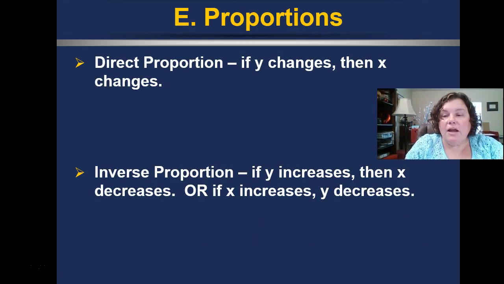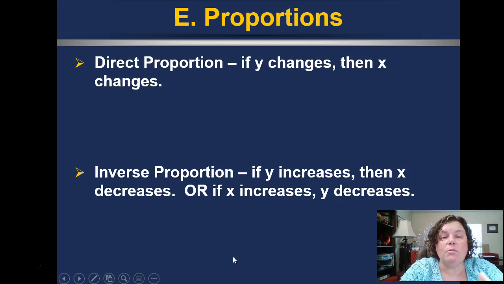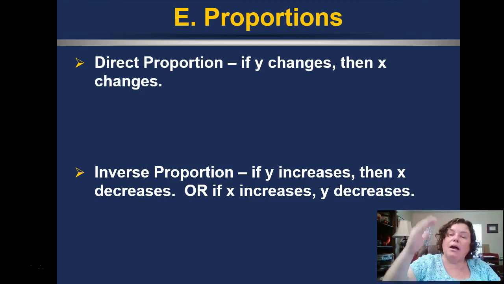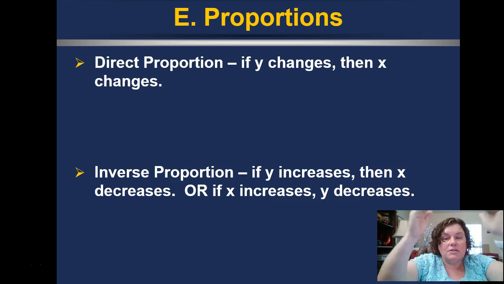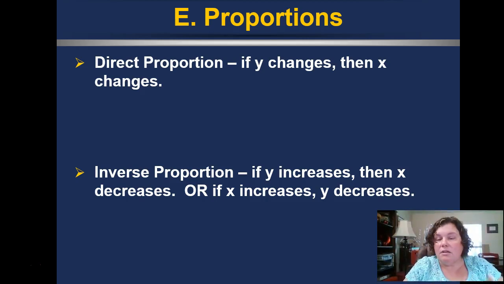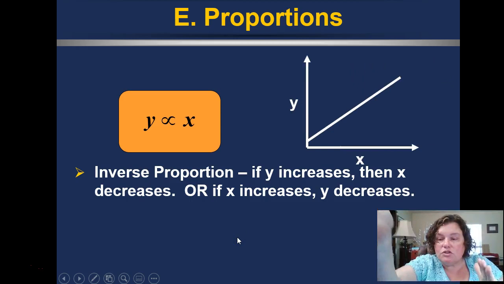All right, and then finally, this is our last slide, I promise. Finally, we're going to talk about proportions. If y goes up, then x is also going to go up if you have direct proportion. That means when one goes up, the other goes up. When one goes down, the other goes down. The numbers seem to stay similar to each other. So your graph would look something like this. It's going to go straight up.